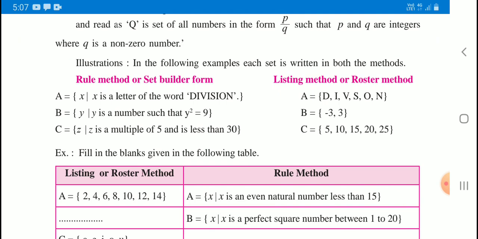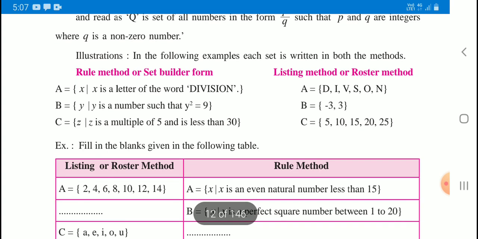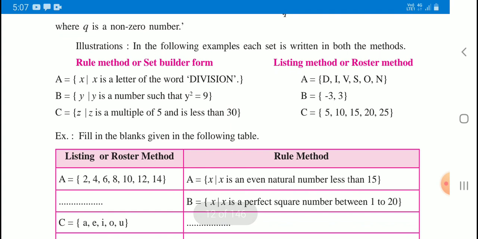You know that the square of both positive 3 and negative 3 is 9. So we have written this set as B is equal to -3 as well as +3. Next is C is equal to the set of elements z, where z is a multiple of 5 and is less than 30. So we can write this set in roster form or listing method as C is equal to, in curly brackets, 5, 10, 15, 20, 25, curly bracket completed.